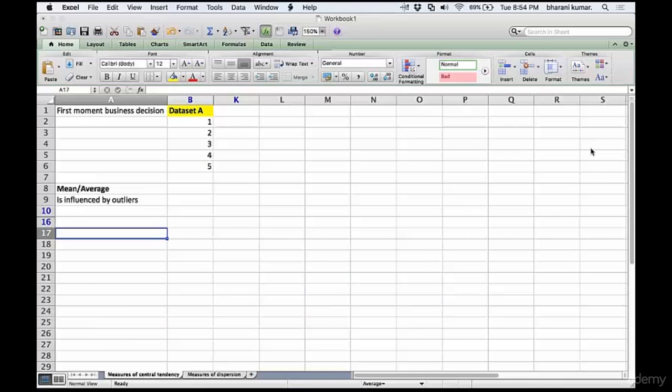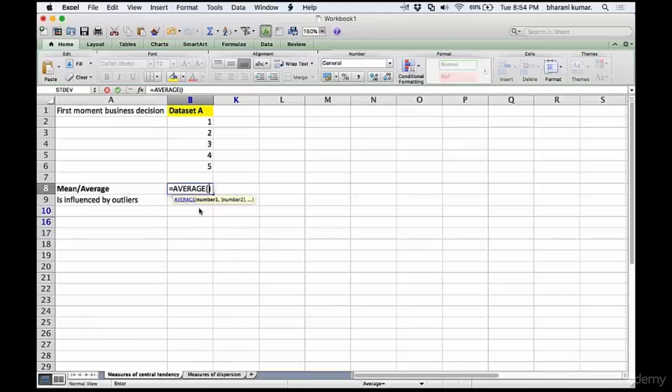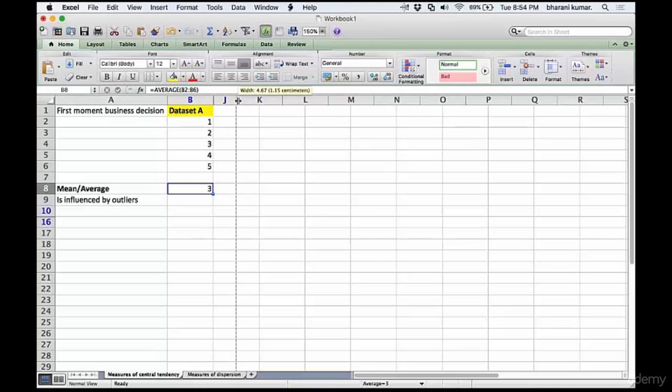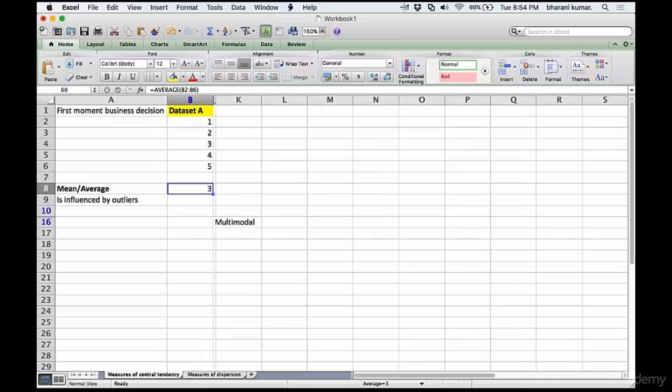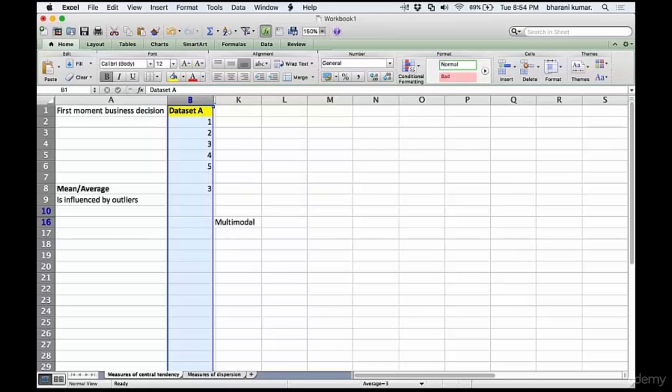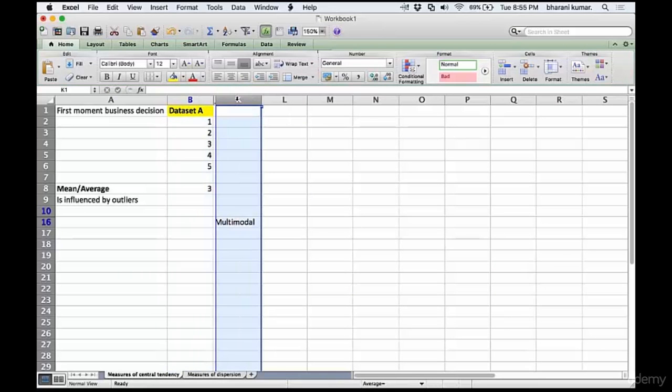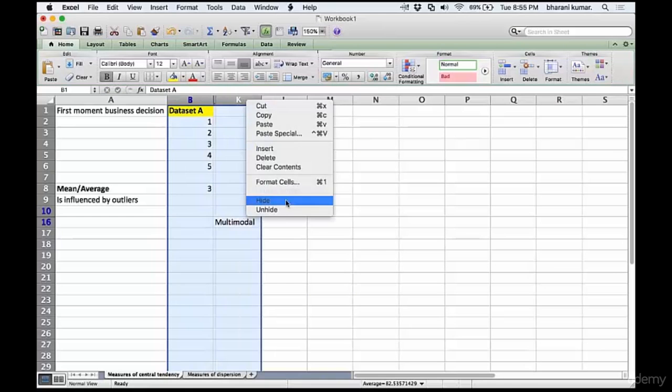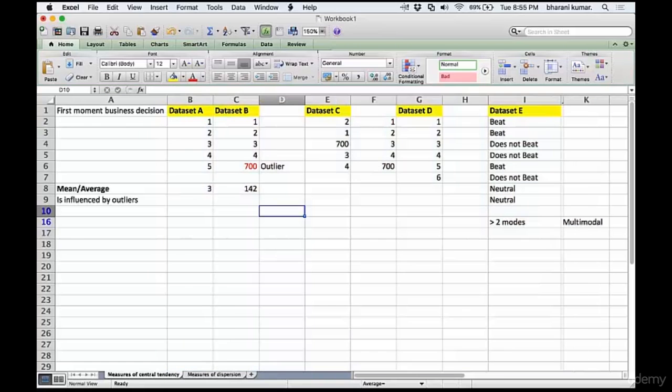Let me also use the Excel formula, which is nothing but AVERAGE. I select all these numbers and I get 3. Now I need to unhide. Sorry, my bad. Let me unhide everything.